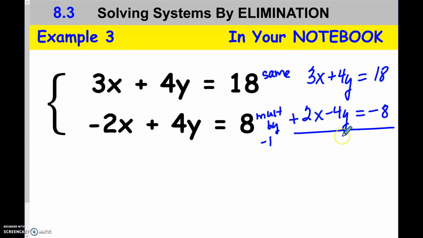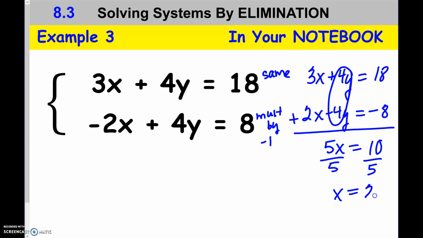3x plus 2x is 5x. And the whole point of me doing that is because now look, our y's are eliminated. And 18 plus a -8 is 10. And now we can divide by 5. And x is 2. So in my final ordered pair, my solution for this system, I get a 2 for x.